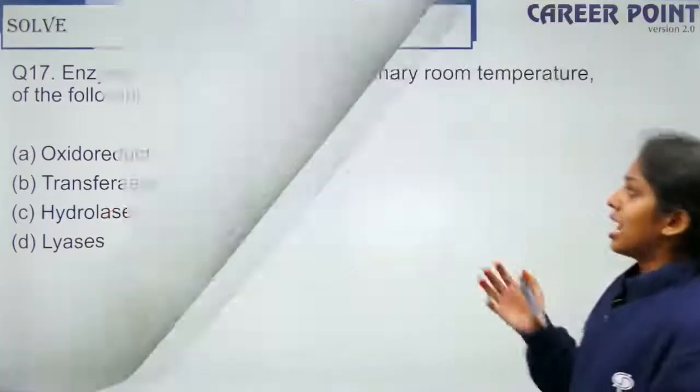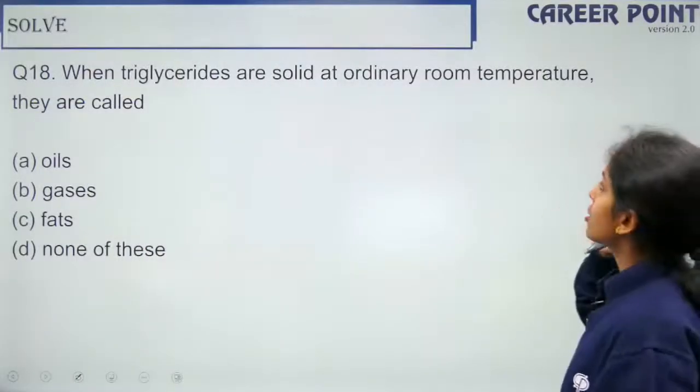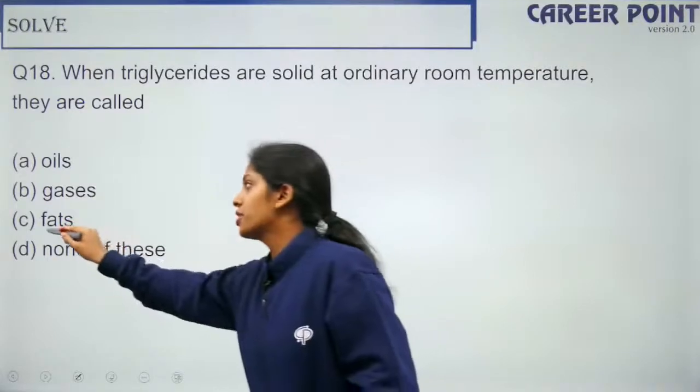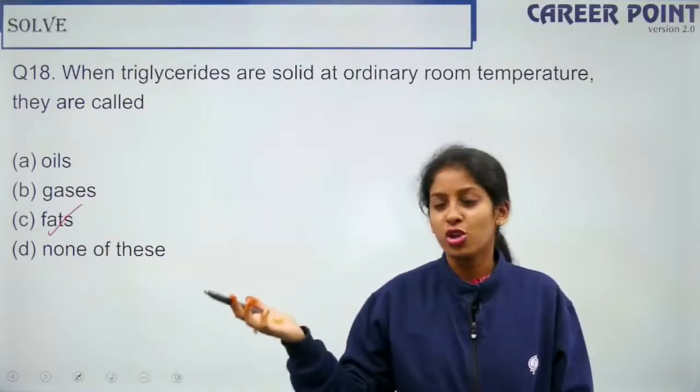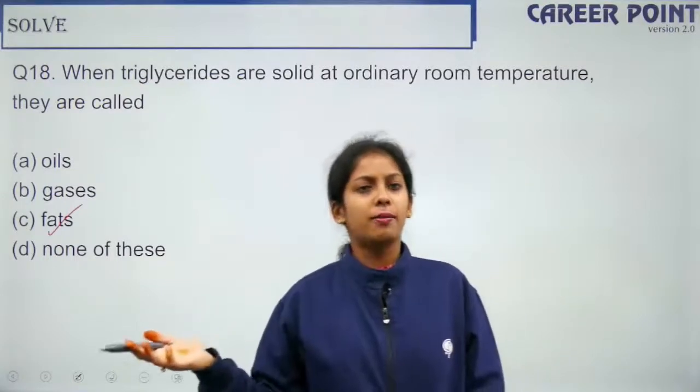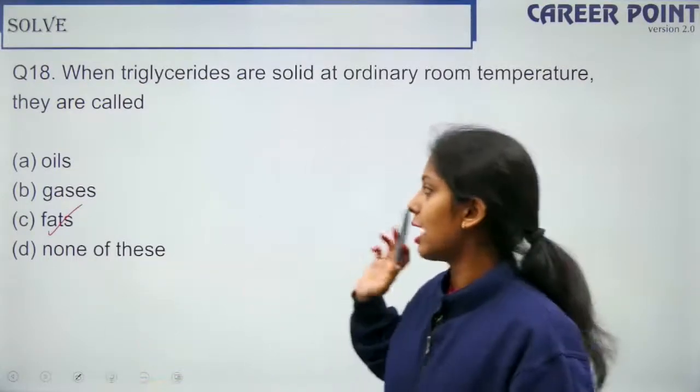Okay. So the last 3 questions. When triglycerides are solid at ordinary room temperature, they are fats. Right, so they are solid at ordinary room temperature. So you have your animal fats like butter sometimes, right? So all these are present.